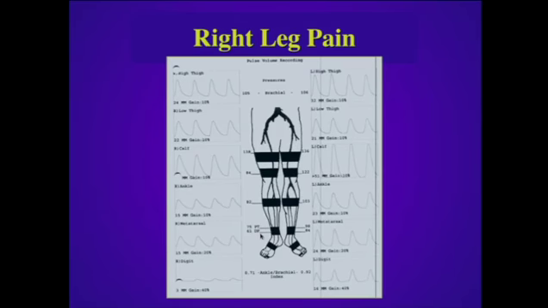Pulse volume recordings demonstrate that there is decreased amplitude at the low thigh and calf levels compared to the contralateral side. This indicates that there is likely a lesion across the femoral popliteal segment.